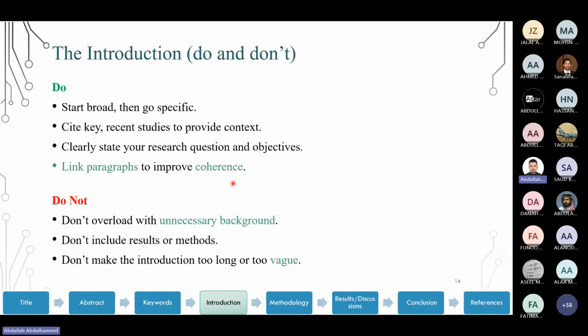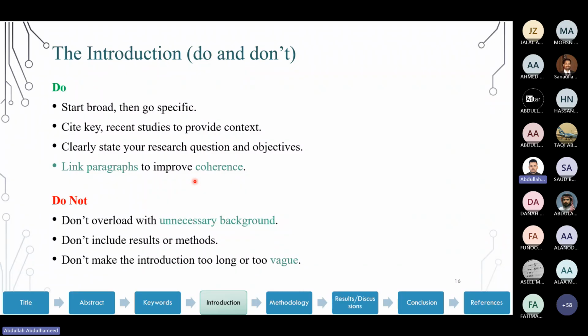They are very general. Also, do not include results or methods. There will be a section for methods and a section for results. Maybe you can give a little bit of introduction about what you do, but do not give any details about the methods or results that you have.